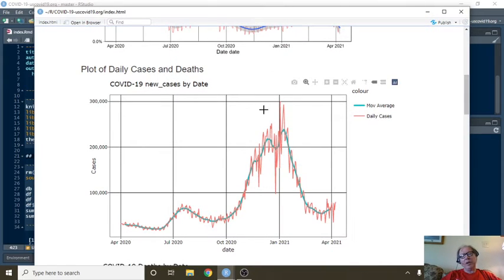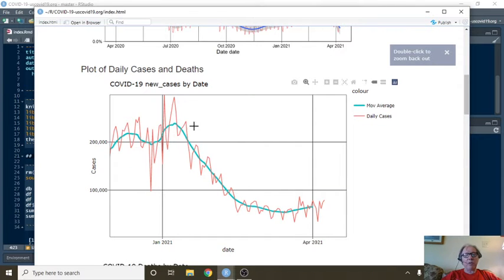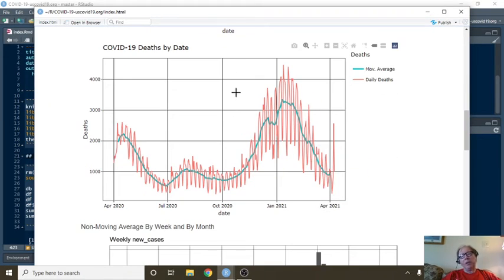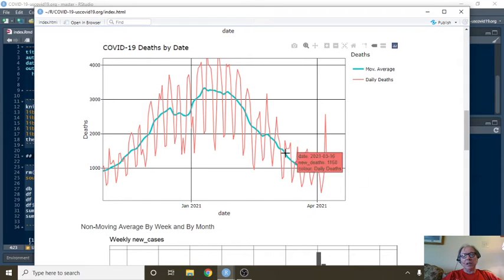Now, if we look down here at these cases, I believe this is probably a 7-day moving average. You can see there is a slight trend back up here now from these numbers back down here. But look at the deaths. Let's zoom in on deaths and see what's going on. It almost looks, well, hopefully this is just an anomaly. Okay.